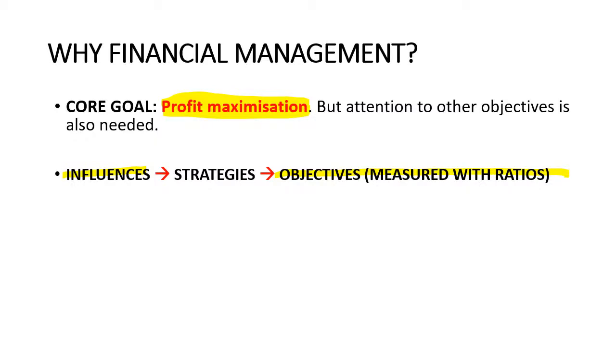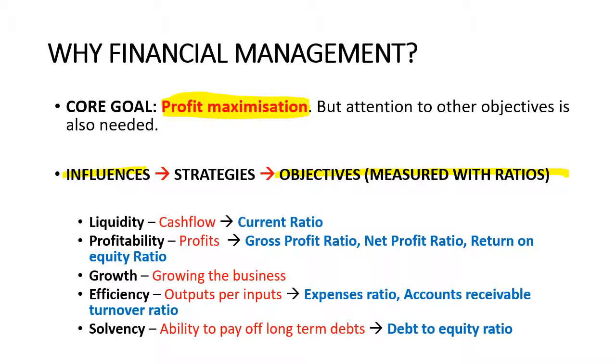Okay? And these objectives will be our liquidity, which looks at our cash flow, our working capital. Our profitability, which looks at our profits, our growth, growing the business, efficiency, which is our outputs per inputs, and how quick we do things, and solvency, which is how we can pay off our debts in the long term. Okay, you should know these 5 objectives by now. If you don't, I'll be very worried. Essentially, these are the 5 things we're always looking at in terms of finance.